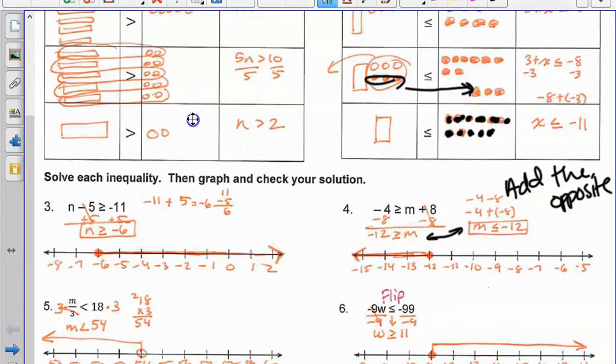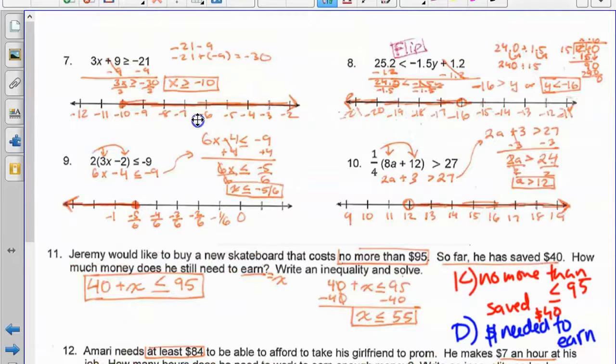Okay, rocking and rolling. Number 7, okay, 2 steps. Subtract 9 from both sides. 3x is greater than or equal to negative 30. Divide by 3. Don't flip. Okay, over here we don't flip. The reason we don't flip is because I'm dividing by a positive, right? So since it's dividing by a positive, we keep it the same way. So close circle on negative 10, shade to the right.